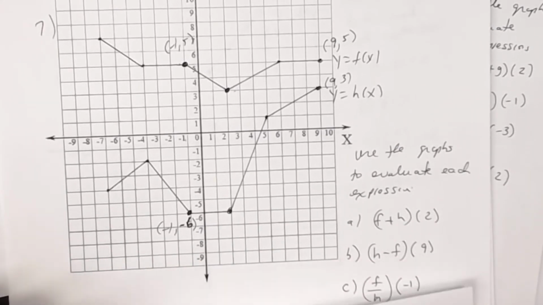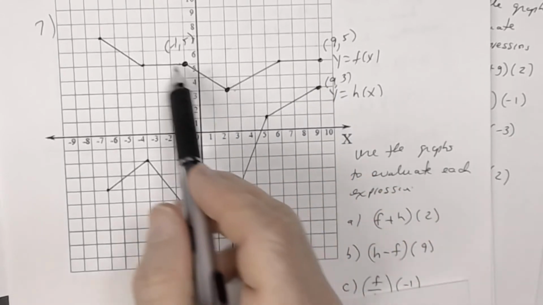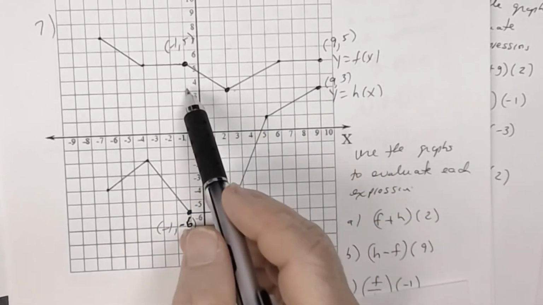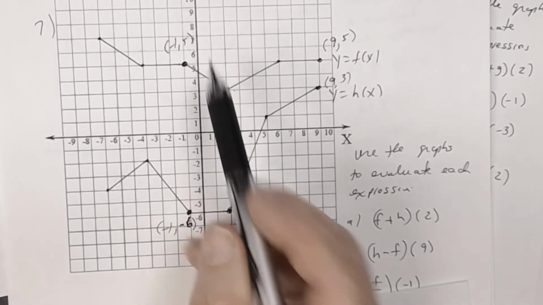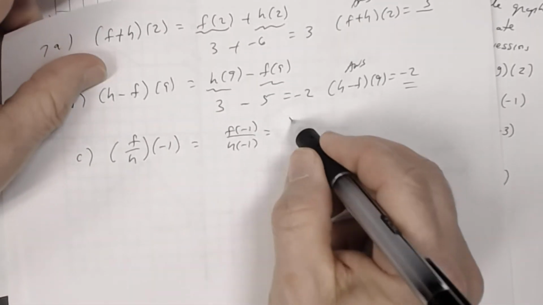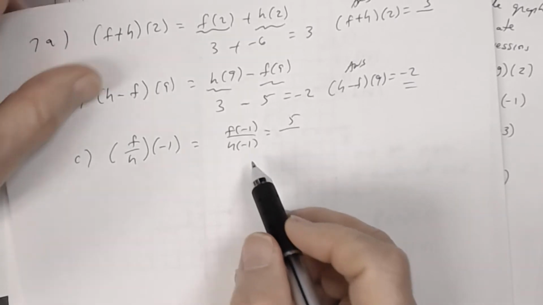Okay, so f of negative 1, remember, you got to make sure you use the right one. This is your function f. So f of negative 1, when x is negative 1, what's the y value? The y value is 5. So 5 goes in the numerator. The denominator is h of negative 1.